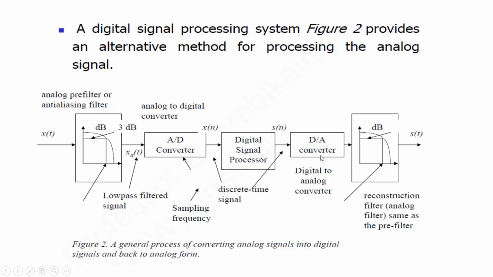The D to A converter actually introduces quantization noise in the signal, and we have to reconstruct the signal from the digital domain back to the analog domain. So in the end, there will be a reconstruction filter, which is an analog filter, and this will basically convert the digital signal into the analog signal. We will discuss the details of this block diagram in the coming slides.